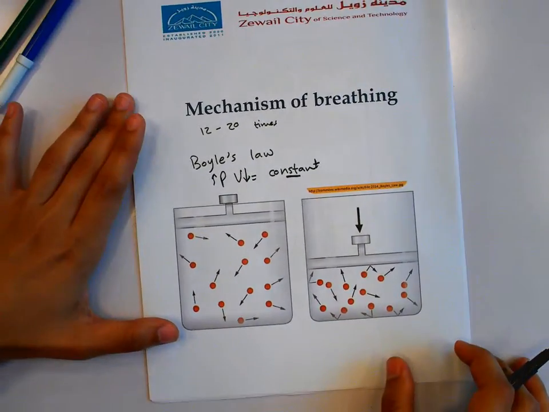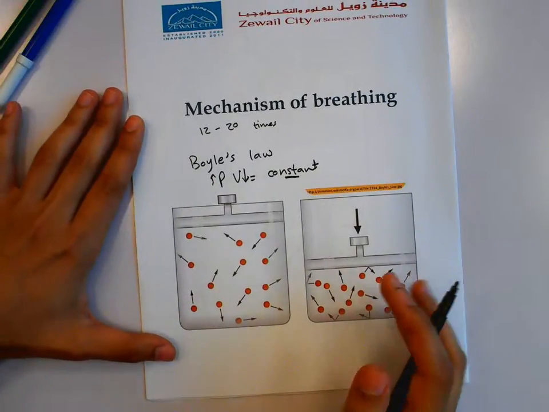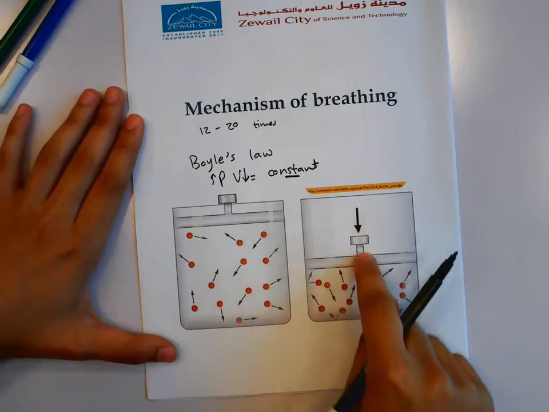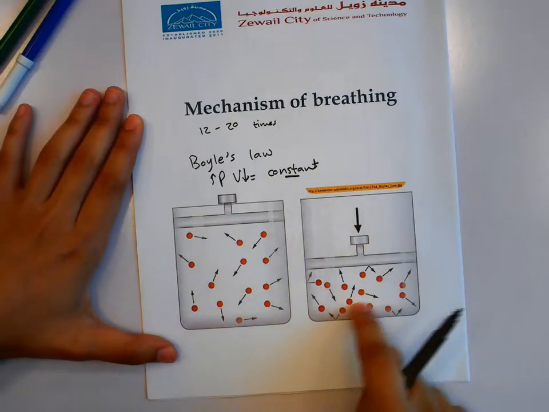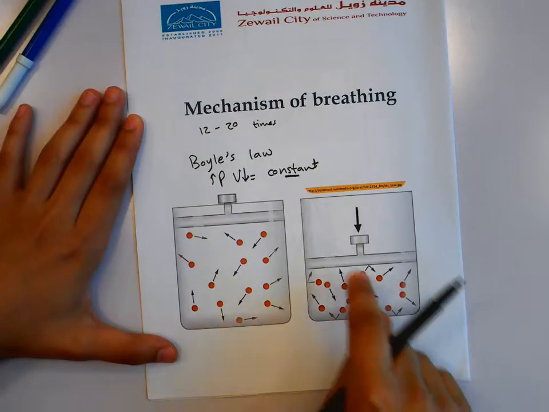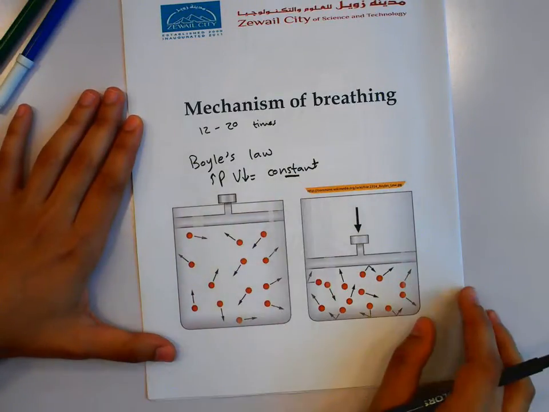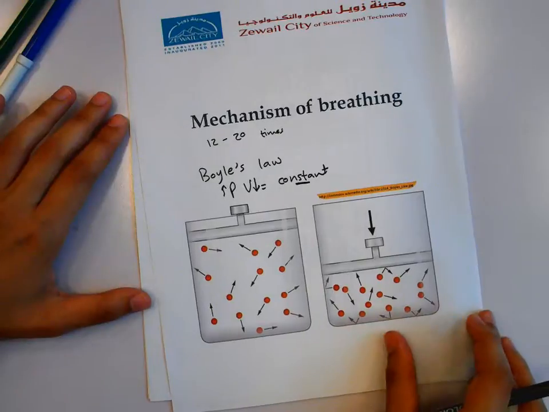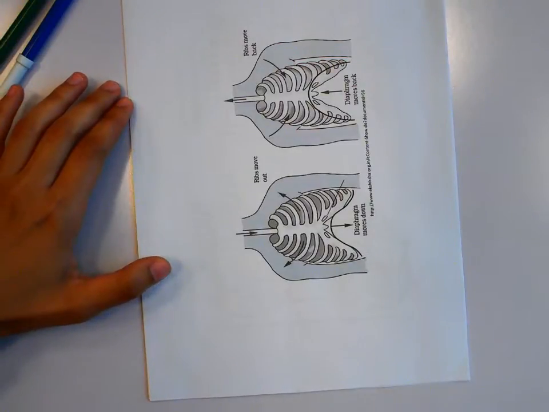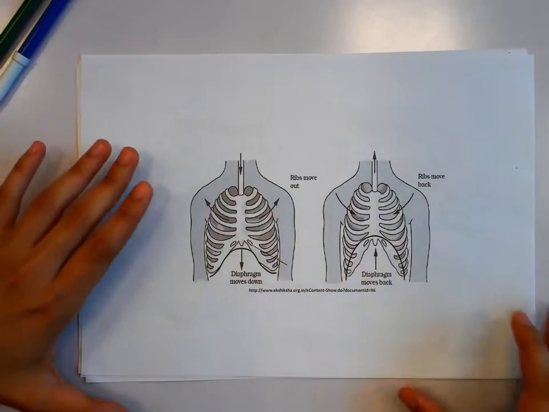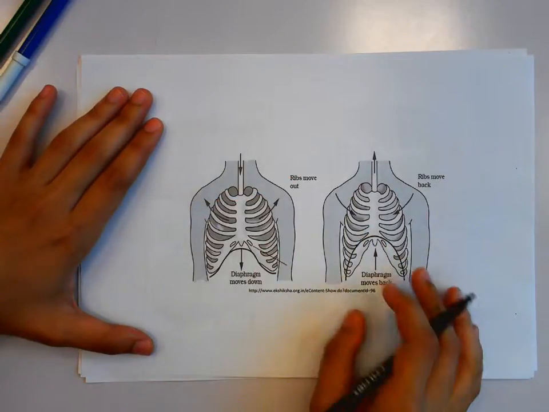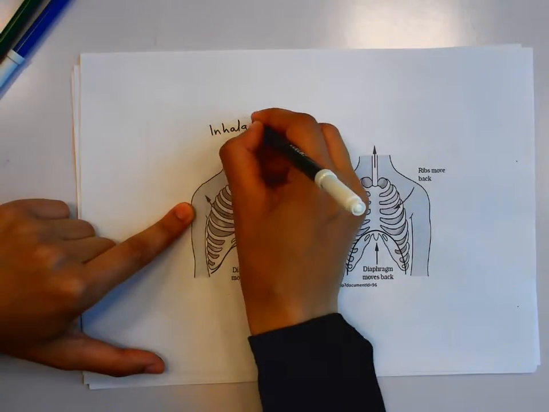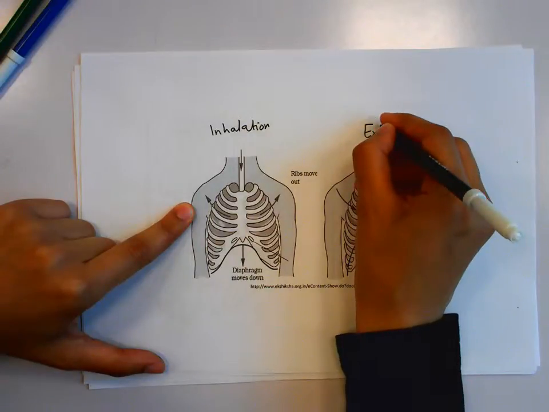One of the very common kinds of problems that we get used to solving is the piston problem. In this case, if you decrease the volume of the piston, the pressure of the gas will increase to keep this constant the same. How does this law and this relation relate to respiration? Here is your thorax. This is inhalation, and this is exhalation.